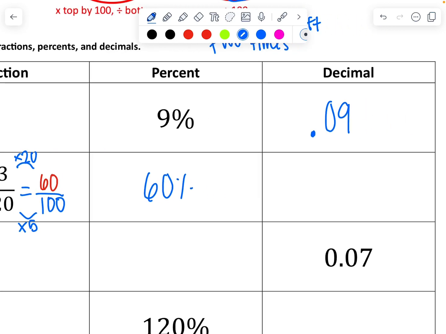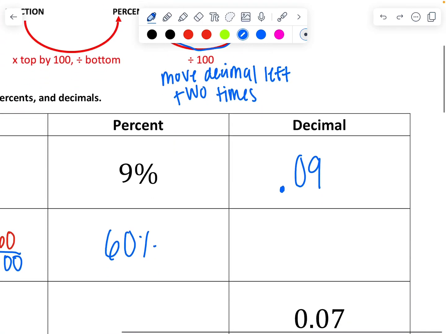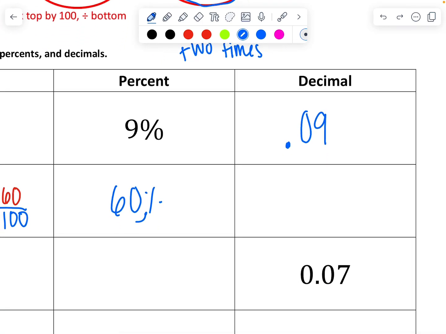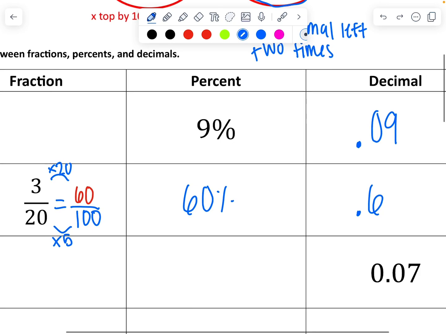So then to change from a percent to a decimal, look up here. To go from a percent to a decimal, you move the decimal left 2 times. So it would go 1, 2. And so it would be 0.60 or 0.6, whatever you want to do. We don't necessarily need that extra 0, but you can have it if it makes more sense to you that way. So 3 over 20, 60%, and 0.6 all equal the same thing.